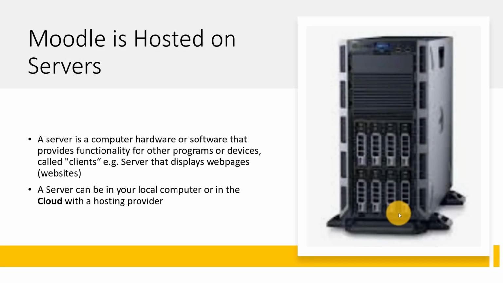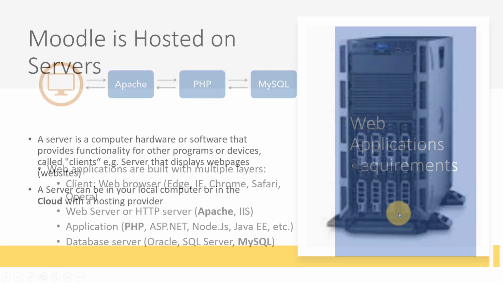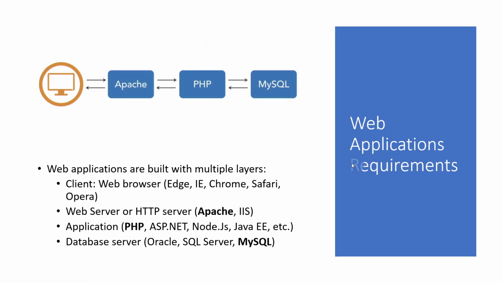Now let's talk about servers. This is because Moodle needs to be hosted on some sort of server somewhere, somehow. Now a server is a computer hardware or software that gives that functionality for other programs or devices called clients. As the name implies, a server serves something. It provides a functionality. For instance, it can display web pages, websites. That is what a server essentially is all about. Now, the server can be on your local computer or it can be with a hosting provider somewhere in the cloud. Now, let's talk about web application requirements.